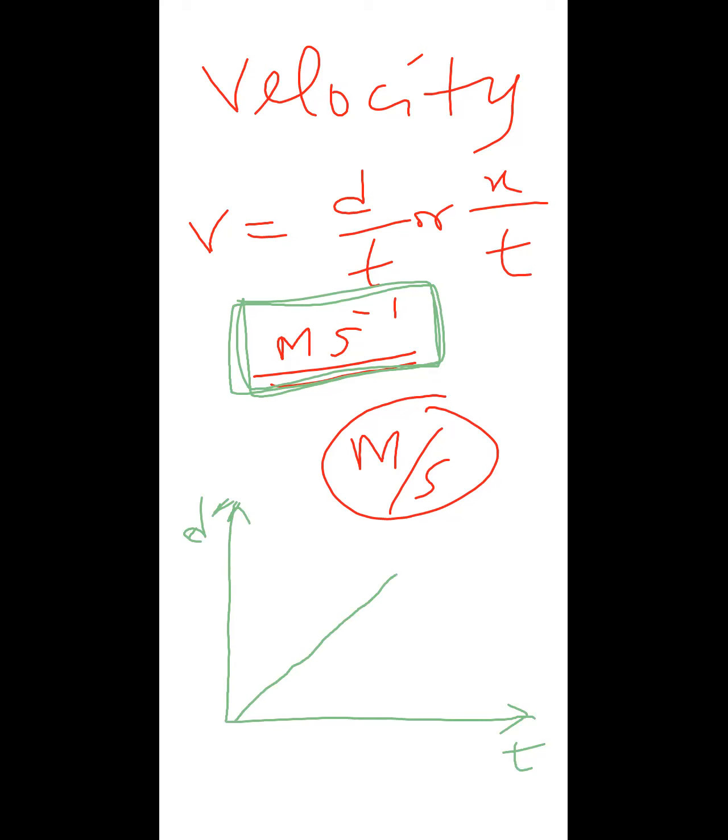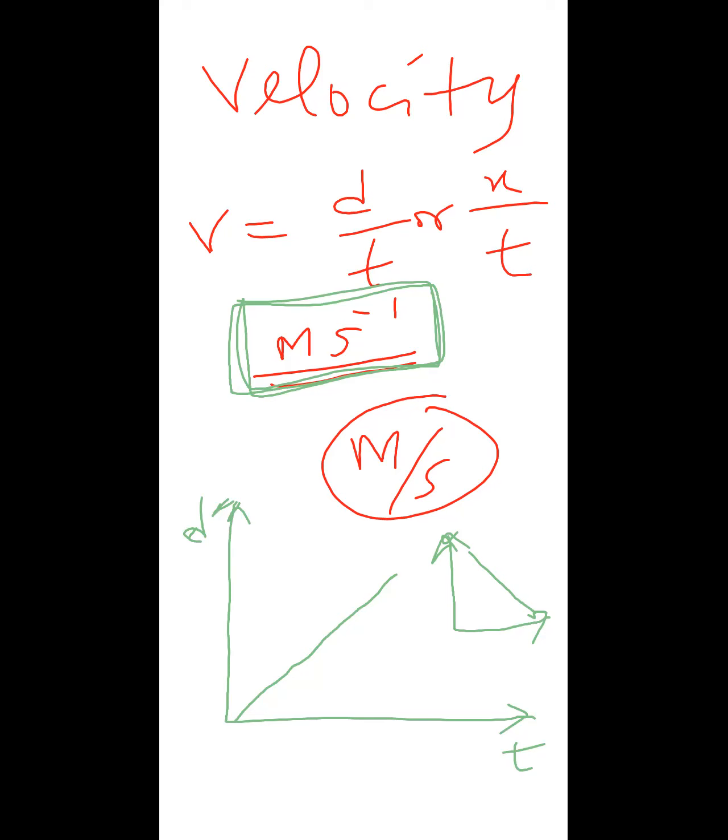If you have it this way, the velocity is reducing. As the distance is increasing, time is reducing. All right, so you have it like this. This is reduced velocity. Then you have a special type of velocity, which is called uniform.